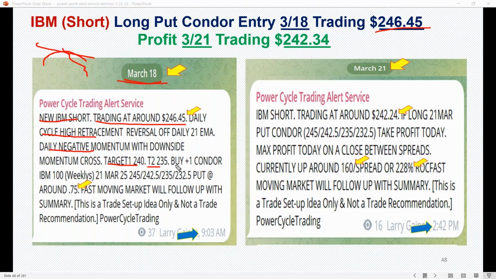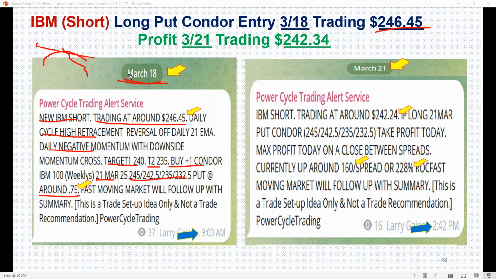Here's the trade. It says buy one condor, 21 March 245, 242 and a half, 235, 232 and a half put condor at around 75. So you might get in at 70, maybe 80. Sometimes you get better, sometimes you might get a little worse.